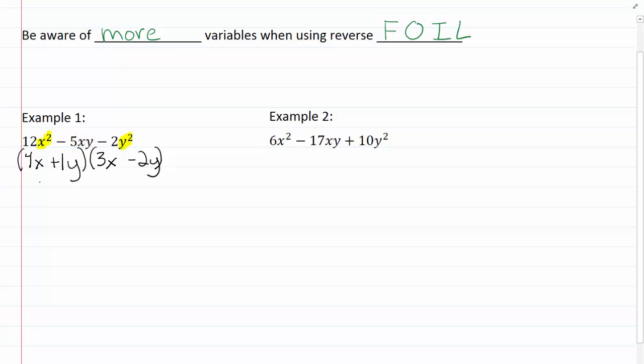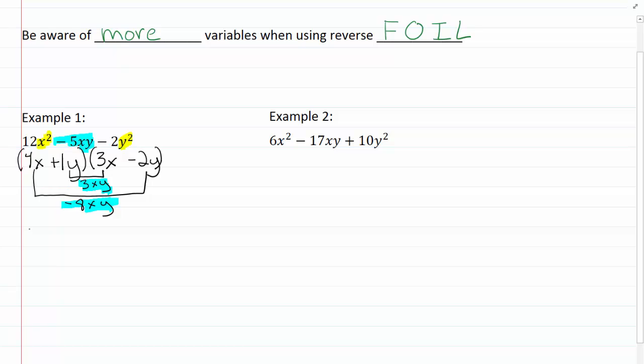Okay, so now we want to go ahead and look at our inside terms and outside terms to see what we get there. So our outside terms are going to give us negative 8xy, and our inside terms are going to give us 3xy. And we can see that if we add these two together, minus 8xy plus 3xy, that'll give us our negative 5xy. That is a success. So now we'll just go ahead and finish out the entirety of our FOIL to make sure that we've definitely got the right answer here.